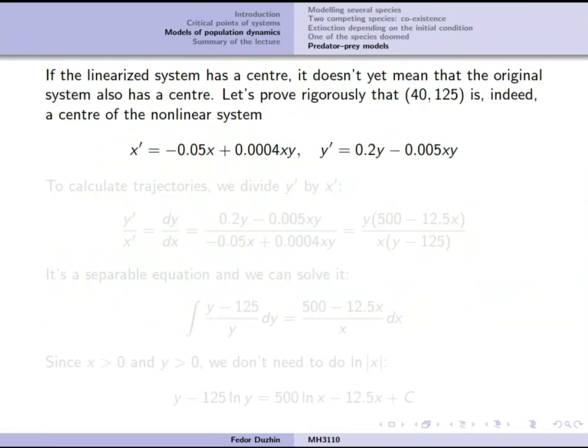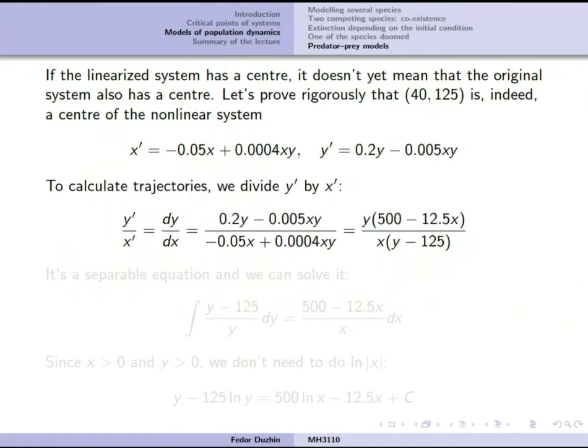Well, but then notice that if the linearized system has a center, it doesn't yet mean that the original system also has a center. It seems to be this way from the plots, but theoretically we didn't show anything. But we can do it actually. In this case, we can just calculate the trajectories. So we can divide y prime by x prime, and the equation that we got, dy/dx equals this.